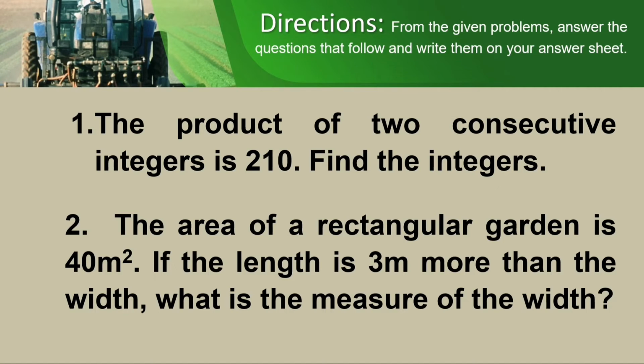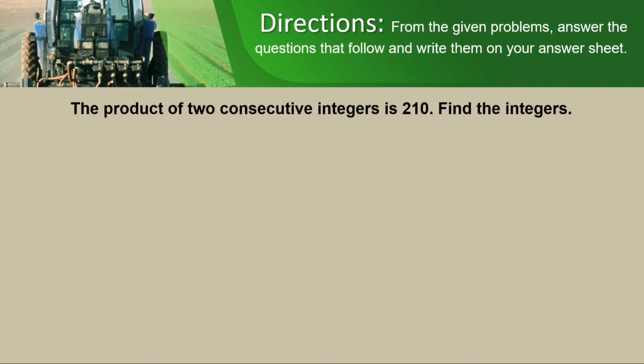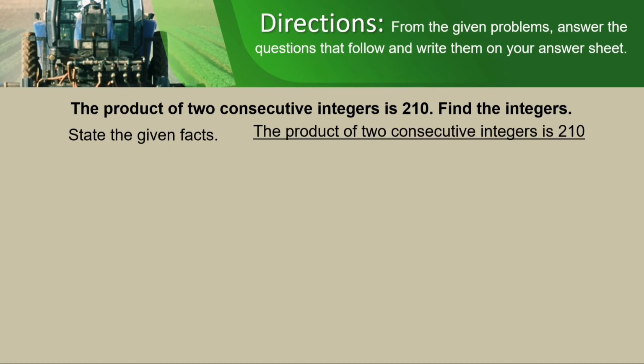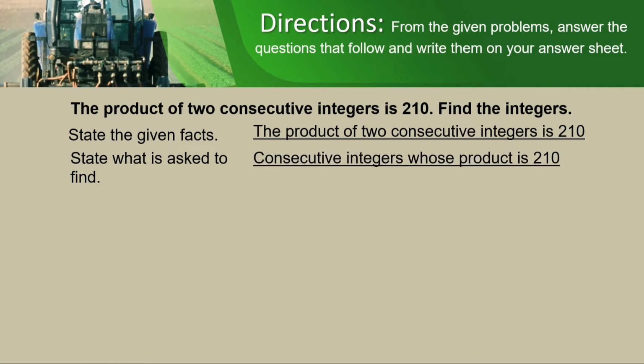Okay, my time says that it's already 2 minutes ago, and you may also pause the video for you to have enough time to solve for the problem. But for now, let us try to look for the solutions in solving these two problems. So let us have the first one. What are the given facts? Okay, there are two consecutive integers whose product is 210. What is asked? To look for the consecutive integers whose product is 210.